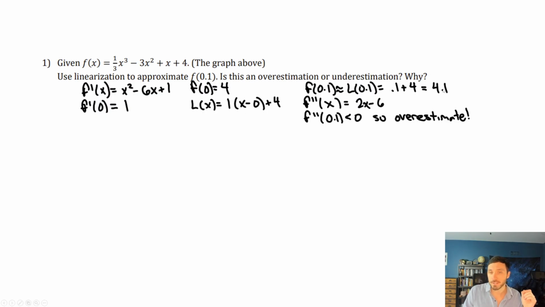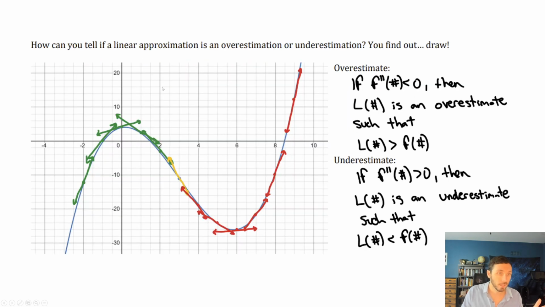Now let's think here, is this an over or underestimate? Well, f double prime is 2x minus 6. At 0, in that interval, I would say between 0 and 0.1, we would notice that our output is negative, right? So it's like negative 6-ish. So we're going to be concaving down in that interval, so therefore it would be an overestimate. That tangent line would fall above the curve.